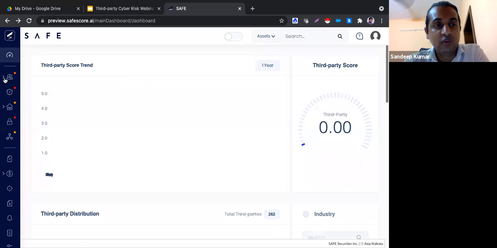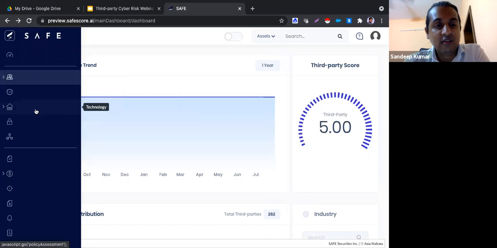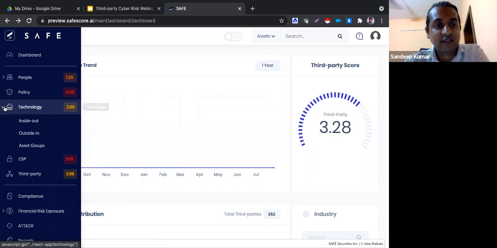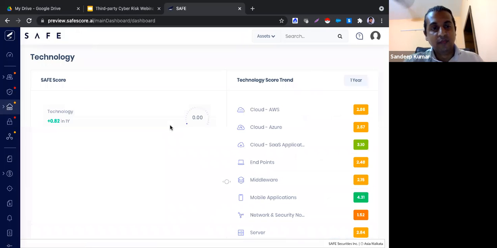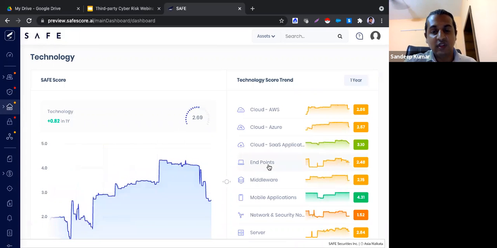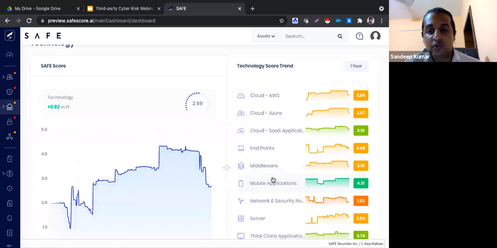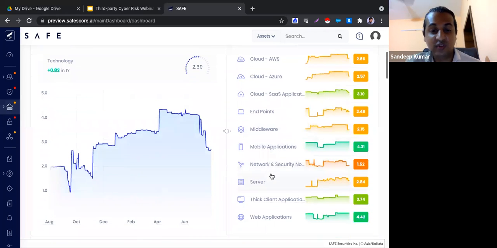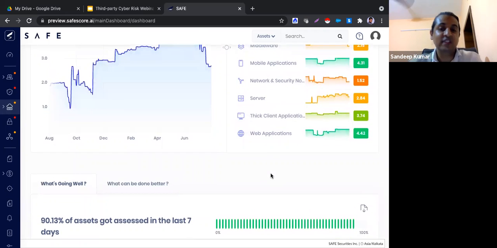Now, if I were to go to the inside-out assessments that I was talking about in my presentation, just give me a second as it loads. So basically what we can help organizations do is provide visibility into the security posture for all the internal IP addresses or assets. It could be the cloud workloads, or the endpoints, the middleware, the servers, or the applications. We'll be able to do thorough, continuous assessments across these assets.